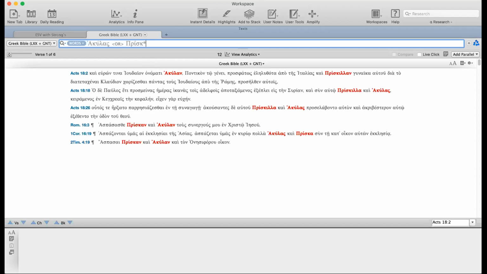Definitely, Prisca or Priscilla played a more prominent role in this couple. That is why she is always in the first position. But for some reason, in 1 Corinthians, Paul decided to change, and he says Aquilas kai Prisca. So it could be interesting to investigate what could be the reasons for such a change.